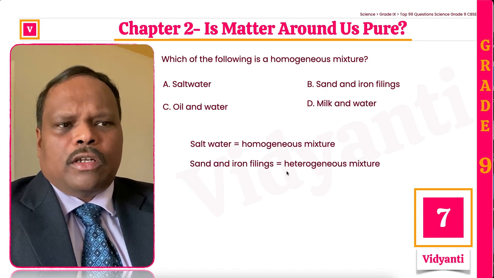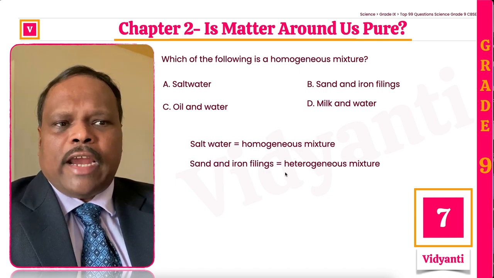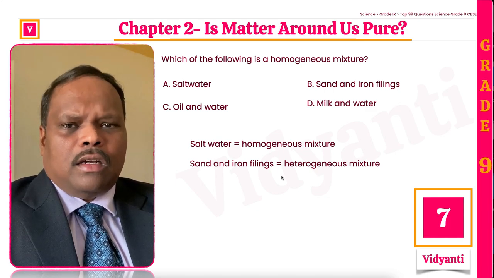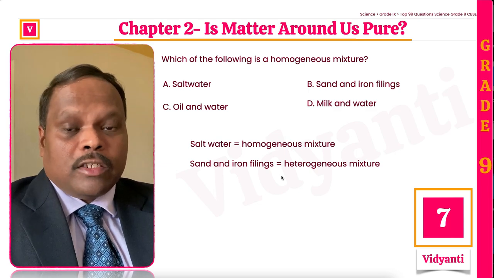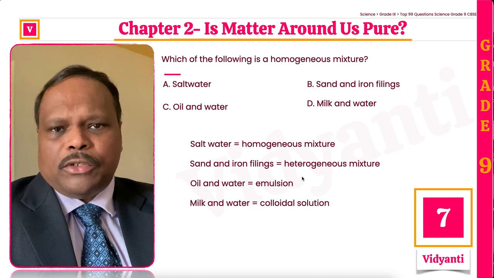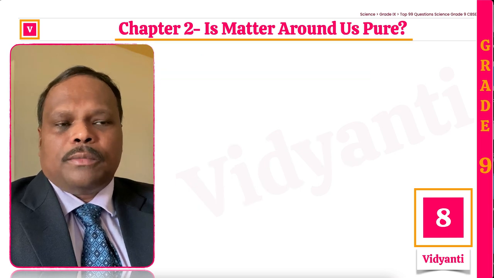So salt water will be a homogeneous mixture. Sand and iron filings, heterogeneous mixture, because we can see that upon closer inspection. Oil and water is actually an emulsion. Milk and water is a colloidal solution. So the correct option is salt water.